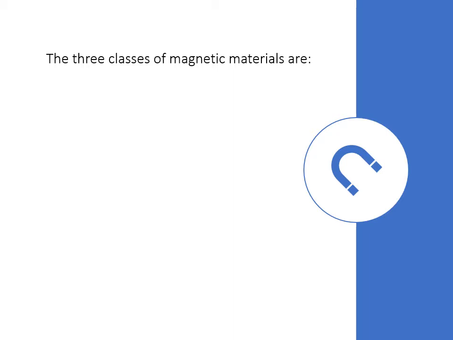There are three classifications of magnetic materials. These are materials that have magnetic properties. Now, these are by no means a complete definition or classification of these materials. They are just a very simplified and basic classification.